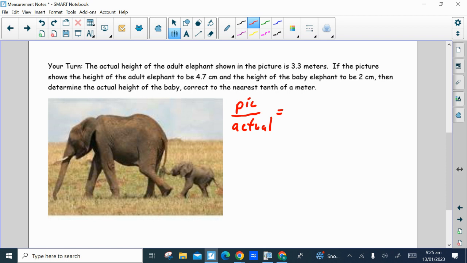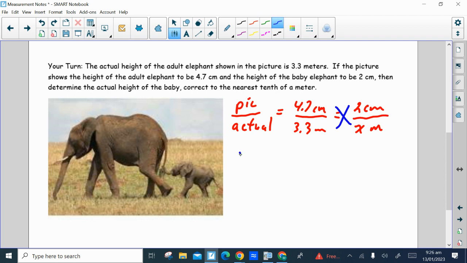So the height of the elephant in the picture is 4.7 centimeters, where the actual height is 3.3 meters. And note, when you're doing this, you don't have to make them in the same unit. You can keep them in different units, as long as you follow the proper order for the other ratio. The picture shows the height of the baby elephant to be 2 centimeters. We want to know what the actual height of the baby elephant is in meters.